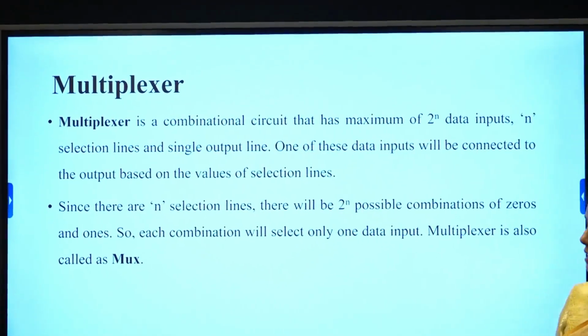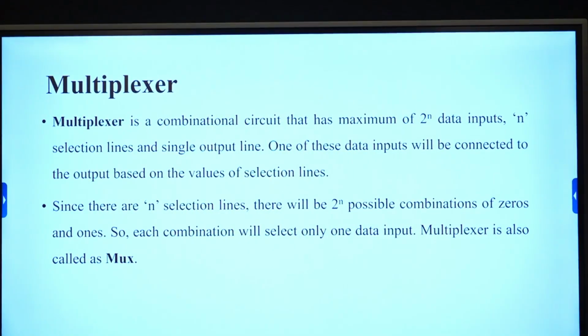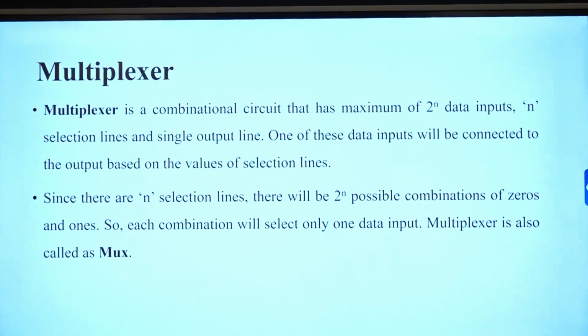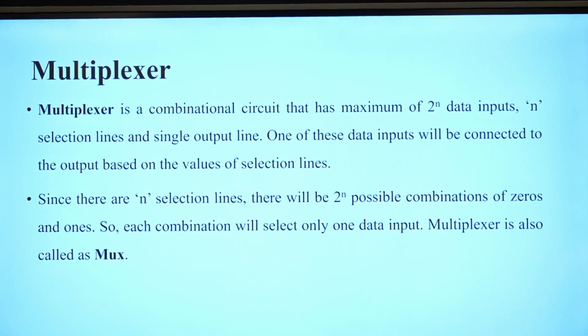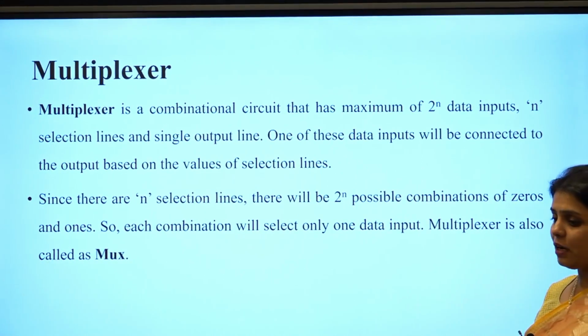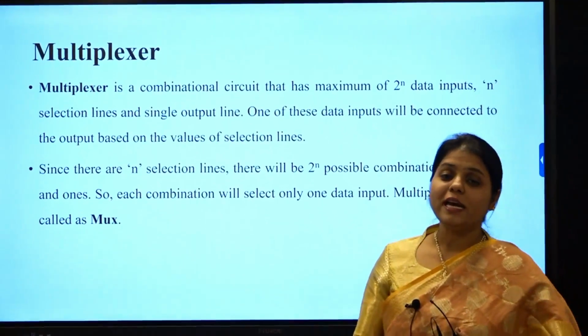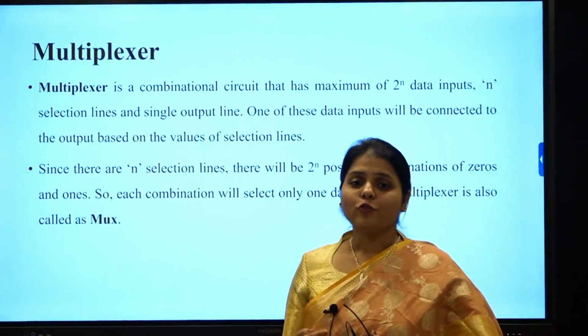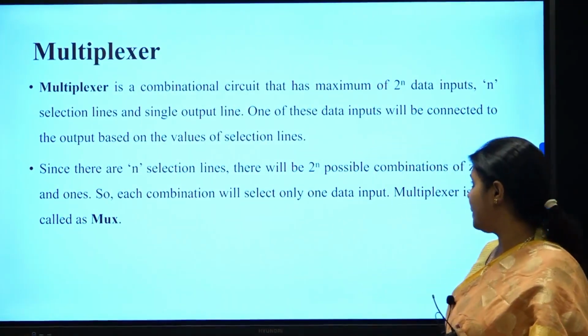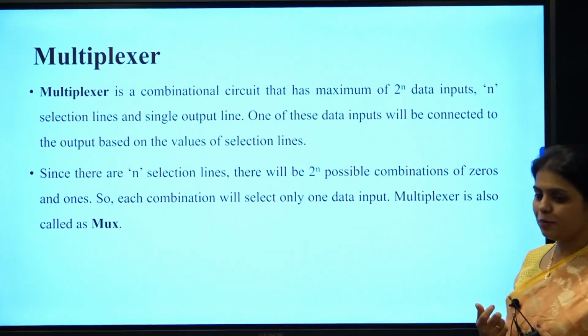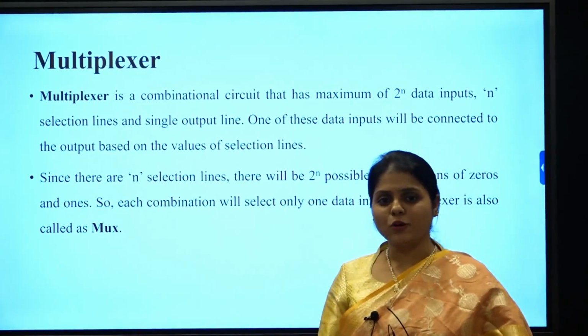Multiplexers are combinational logic circuits which can take data from 2 power n input lines and give you the data in a single output line. Okay, so as you can see, we will take 2 to the power of n data inputs and produce one single output, and this will be based on n selection lines. So in short, for 2 to the power of n inputs, we will have n selection lines and one output line.